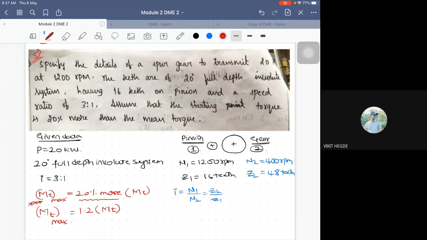So what has been asked in the problem is to specify the details of a spur gear. If he says specify the details of the spur gear, this is a design-based problem. So we have to neatly calculate the value of M and check for it. Calculate the value of FD and check with the value of FEL, and even check the value of FW for the wear. So all this has to be done, the same procedure again.